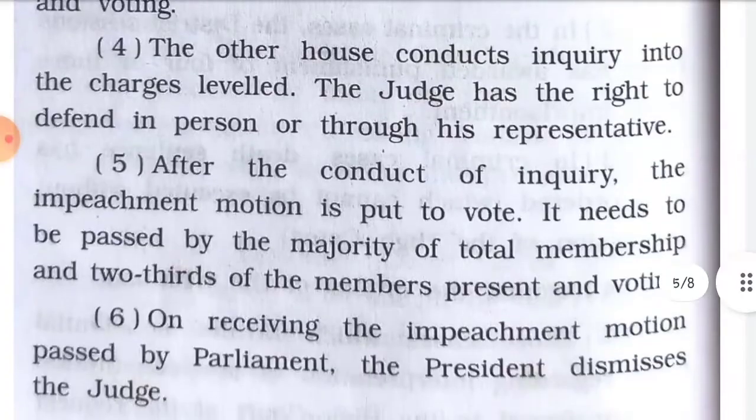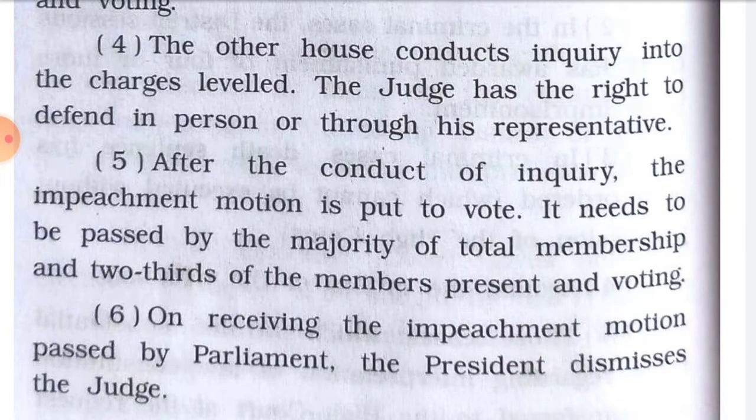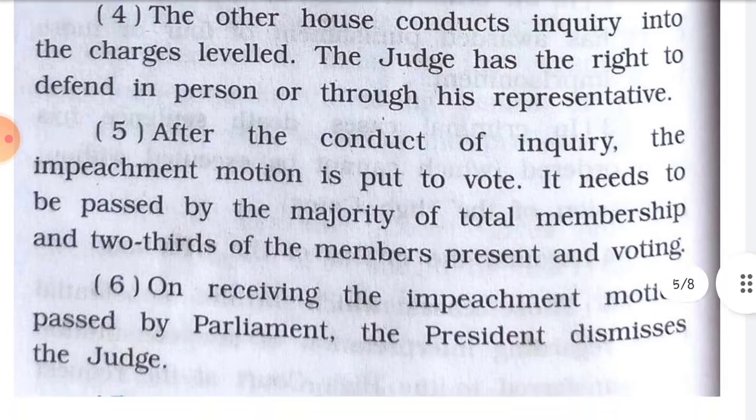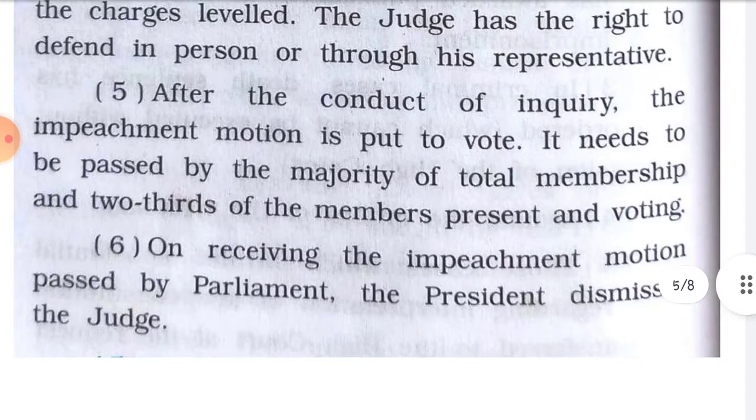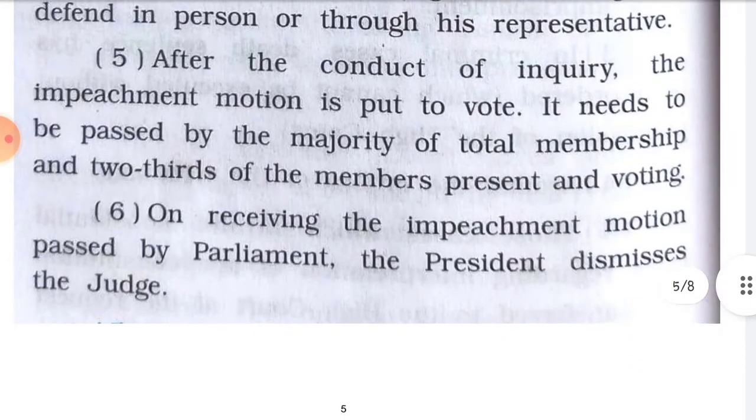Point number 4. The other house conducts inquiry into the charges levied. The judge has the right to defend in person or through his representative. Point number 5. After the conduct of inquiry, the impeachment motion is put to vote. It needs to be passed by the majority of total membership and two-thirds of the members present and voting. Point number 6. On receiving the impeachment motion passed by Parliament, the President dismisses the judge.